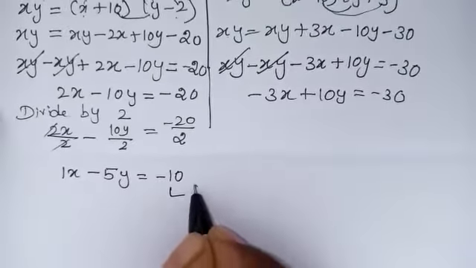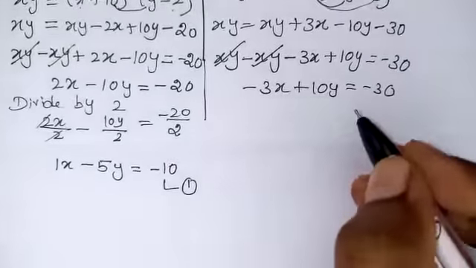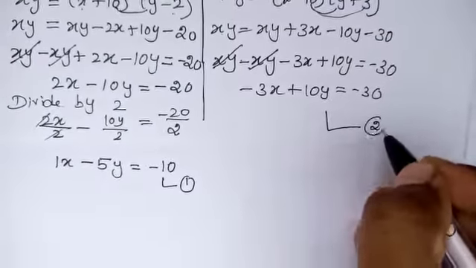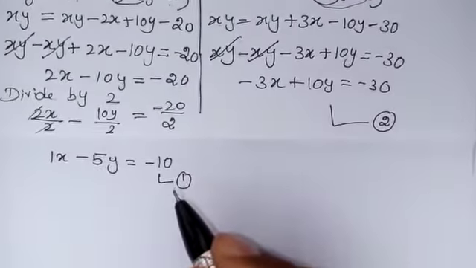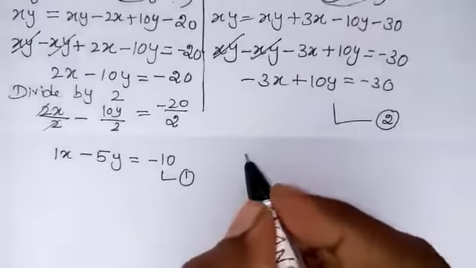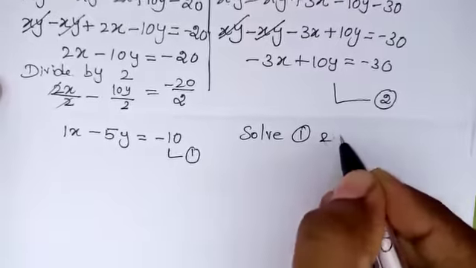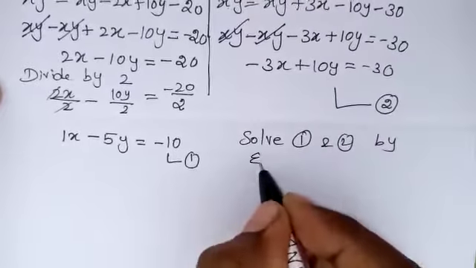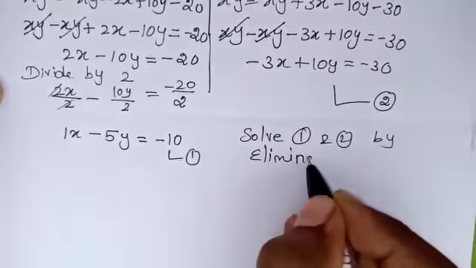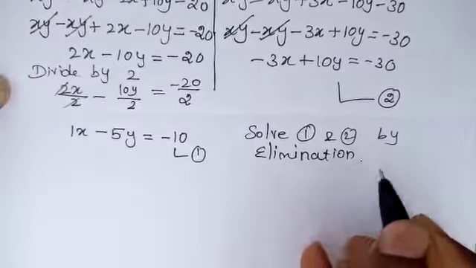So this is our first equation. Second equation here we already have. This is our second equation. So we are going to solve these two. Any method we can use. We are going to use the elimination method. So solve 1 and 2 by elimination method. That is very easy. So elimination method we have fixed now.